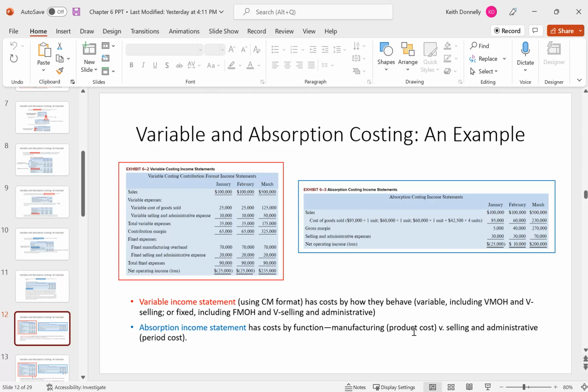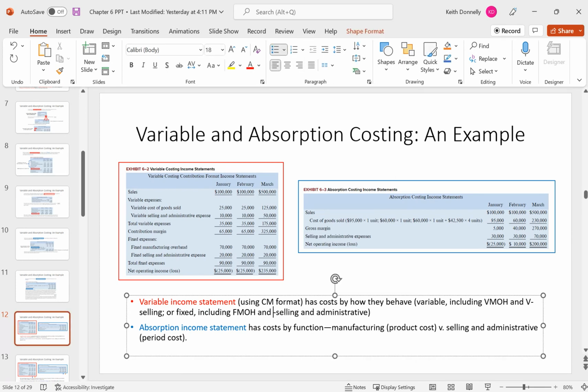All right, so this is just showing you a comparison of the two income statements, right? You can see over here we have the variable costing: sales minus variable costs gets you contribution, minus fixed costs gets you net operating income. Versus absorption: sales minus cost of goods sold gets you gross margin, back out SG&A, get you operating income. And the idea with the variable income statement, which uses the contribution format, is they look at how these costs behave. If it's a variable cost, including our variable manufacturing overhead and variable selling, we'll put it in the variable area. If it's a fixed cost, where we're going to include our fixed manufacturing overhead in that case, as well as our fixed selling and administrative, we're going to include that in that area.